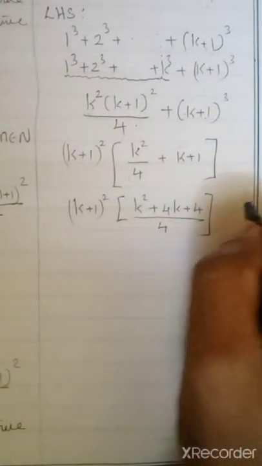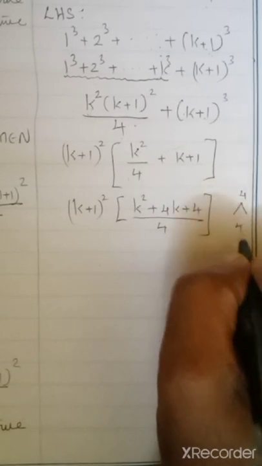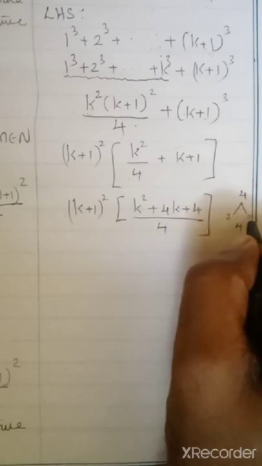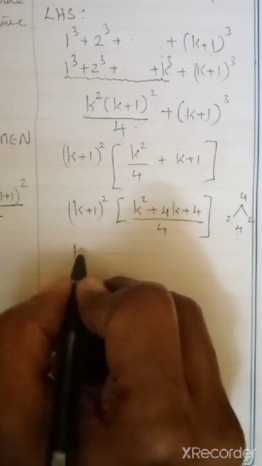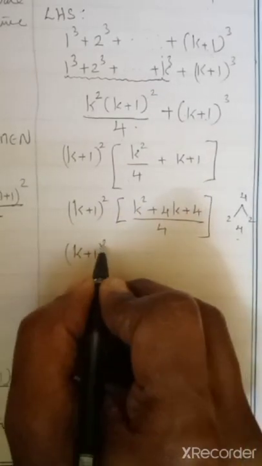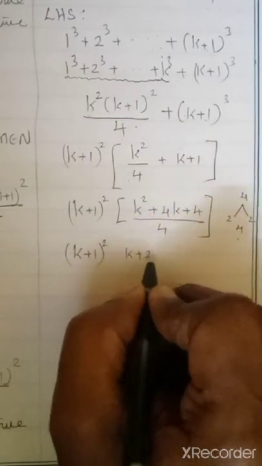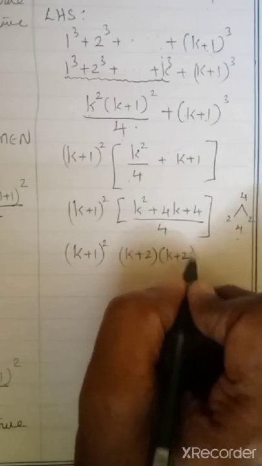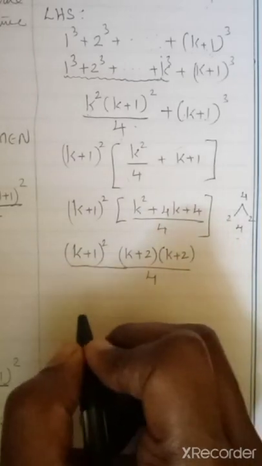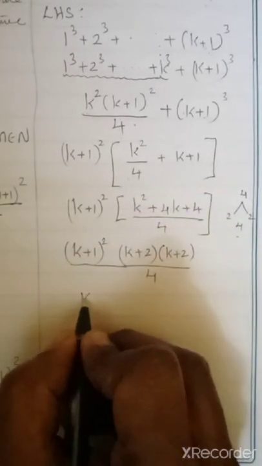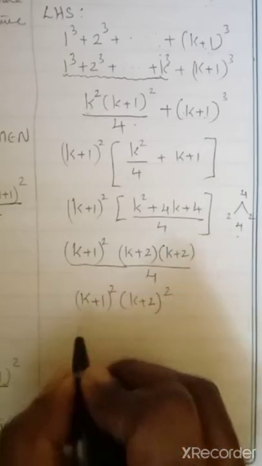Now again, can we factorize this? Factorize, so what can we do? What is the product 4, and the addition also 4? What are the two numbers? 2 twos are 4, correct? 2 twos are 4, and 2 plus 2 is 4. So we can write this as k plus 1 the whole square, and instead of this, we can put the factors k plus 2 into k plus 2 by 4. Correct? And since this is all multiplication, we can write it fully together, no problem. Again, if you rewrite this, you will get k plus 1 the whole square, k plus 2 the whole square divided by 4.